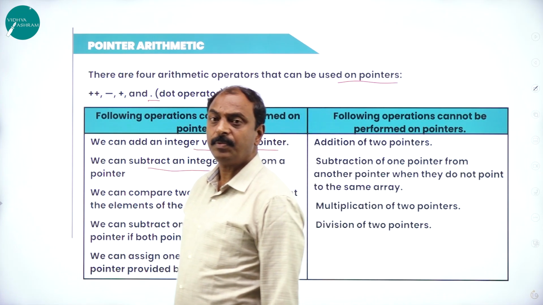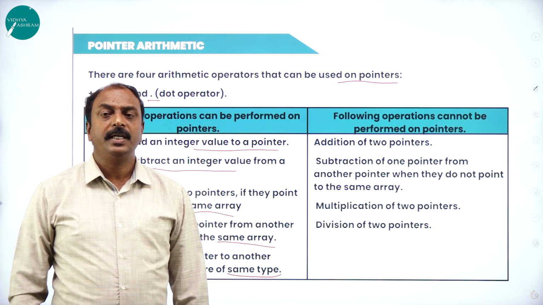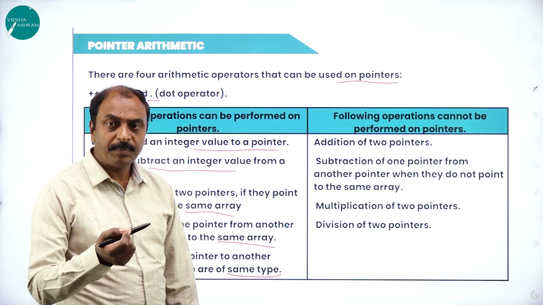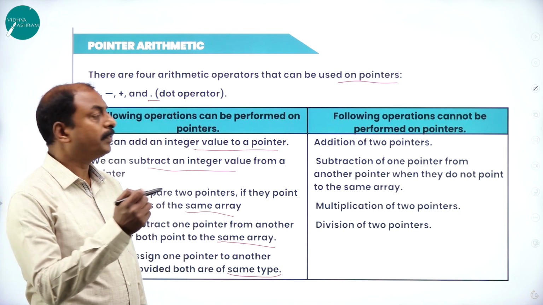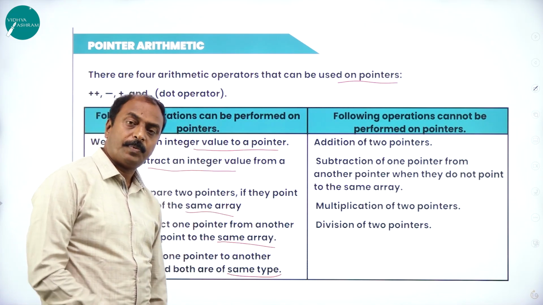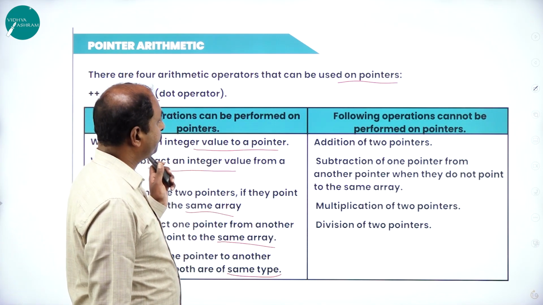If I say same type, you have said in the beginning their data type. If both of them are the same data type, then it is possible to assign one pointer to another pointer. These are the operations that can be performed with pointers.